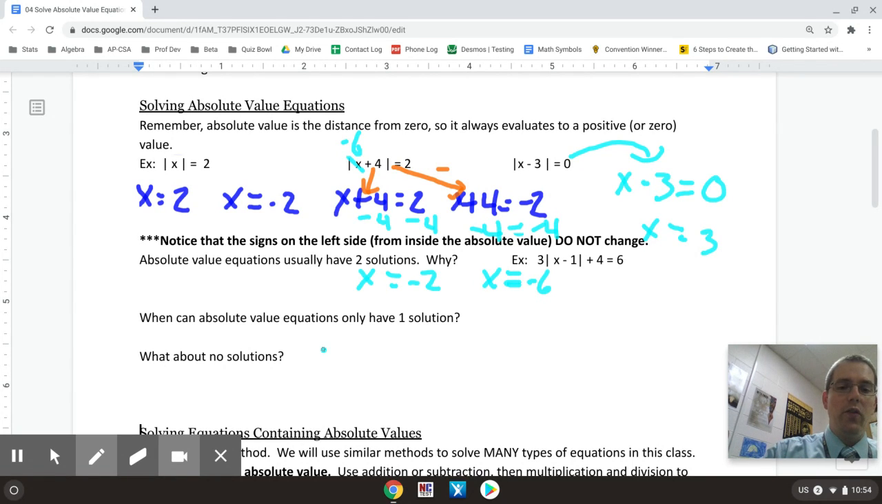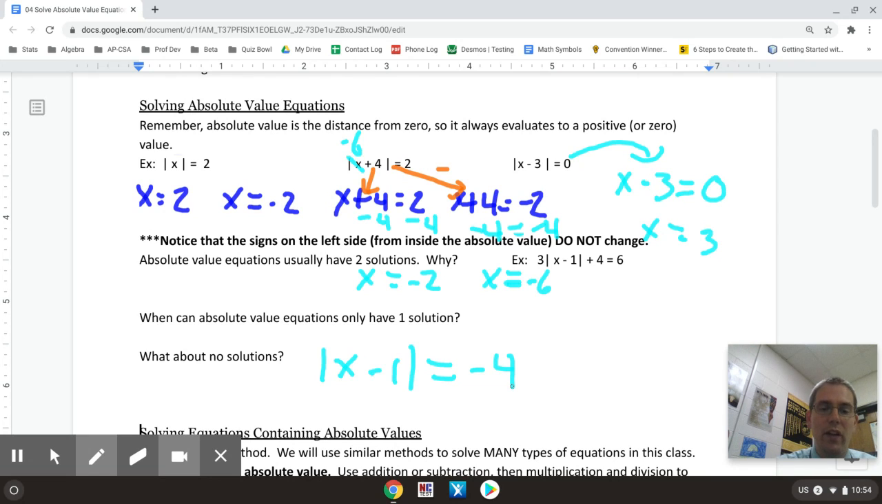Now, as far as no solutions, the main reason that happens is if you have an absolute value that turns out to equal a negative number. Although you can have a negative value for x to plug in an absolute value, the absolute value itself cannot equal a negative number, because there's nothing in the world, no matter what I plug in for x, that the absolute value of that number would be negative. There's no way to make it negative, so that equation has no solutions.